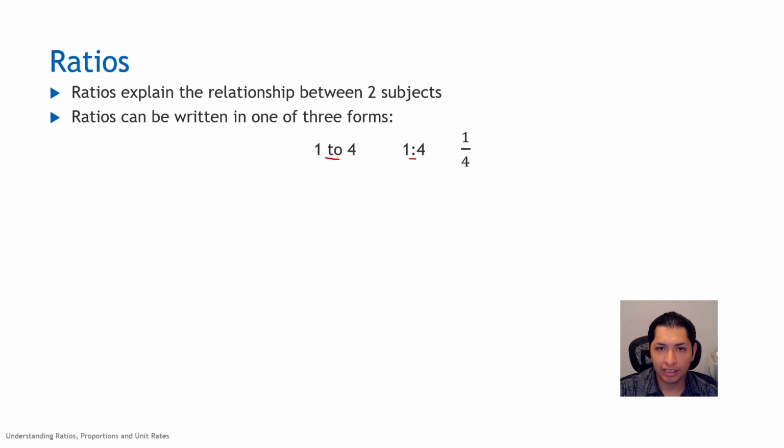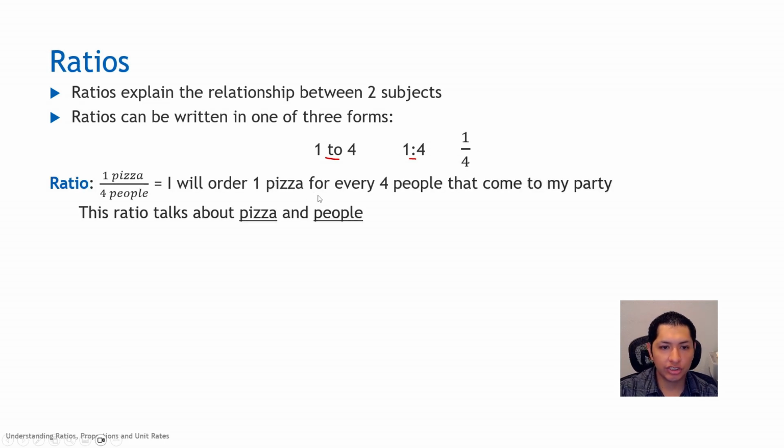And finally, I'm sure you're familiar with this last form, it is a fraction form. But very important, it is not a fraction. It has a very different definition, and I'll explain that here. Ratios show the relationship between 2 different things, each with its own number. So if I have a ratio of 1/4, I can be talking about 1 pizza over 4 people.